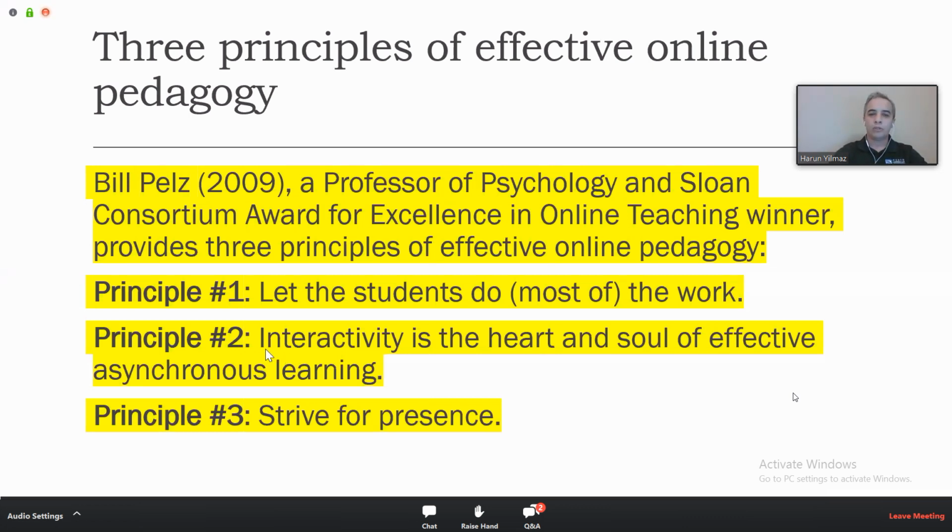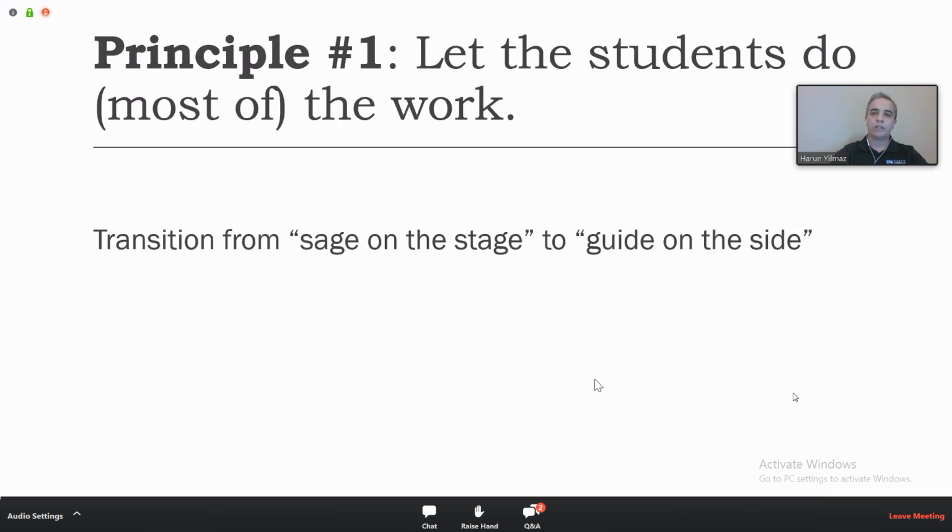And also, I have already talked about it, interactivity is the heart and soul of effective asynchronous learning. Even though you are going to use synchronous instruction at the same time, like using Zoom or Google Meet, interactivity is very important for the online environment, especially if you are trying to use the asynchronous learning environment, which is going to be most possible for most courses. And strive for presence is another principle for effective online learning.